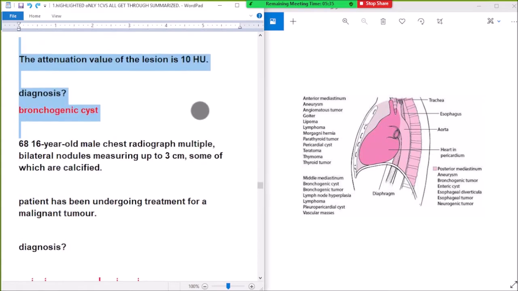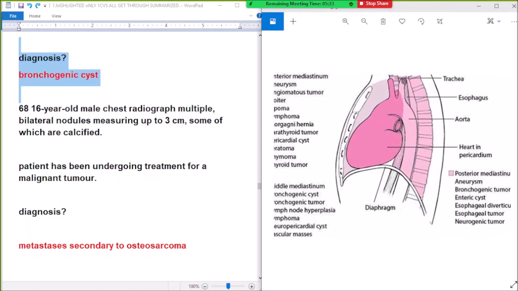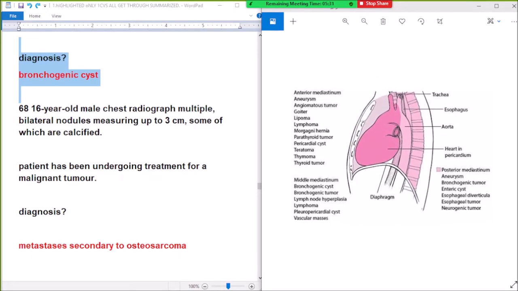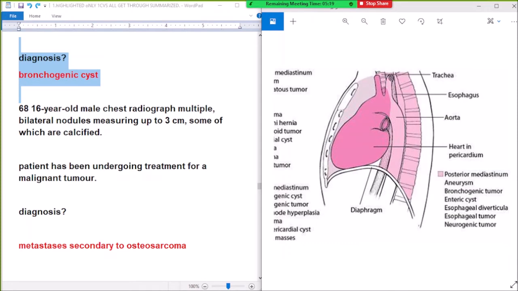The anterior mediastinal mass, posterior mediastinal mass and middle mediastinal mass, we have to revise these. Anterior are the 5 T's: thymoma, thyroid, teratoma, and terrible lymphoma. Middle mediastinal are bronchogenic cyst, lymphoma. And important is posterior mediastinal: neurogenic tumor, most likely, and then esophageal tumor and aneurysm.